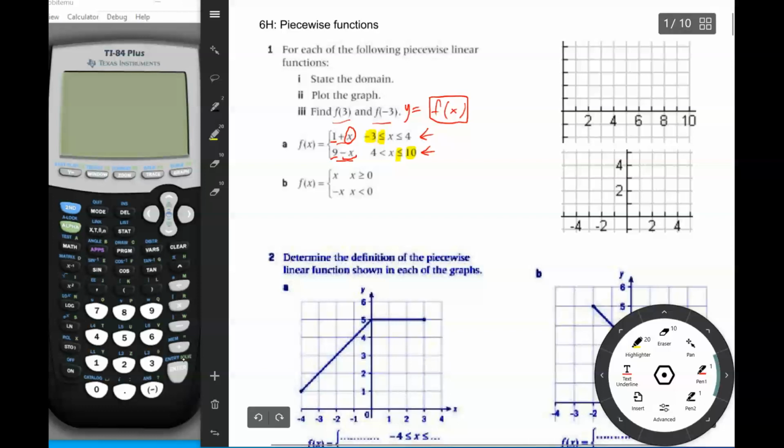So let's graph this. Oh, state the domain. So the domain of this piecewise function, it goes from the smallest value, negative 3, to the largest value, 10. So the domain in this case would be x is between negative 3 and 10. Okay? And then it asks to plot the graph.